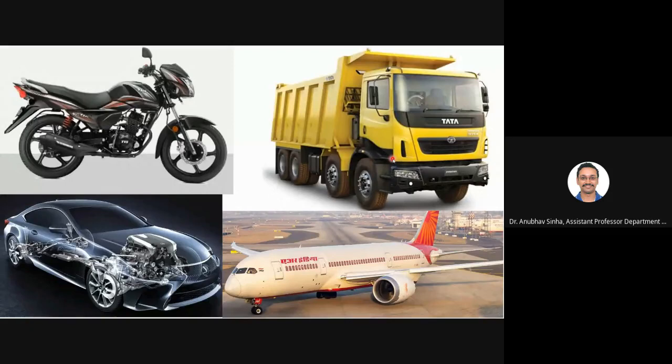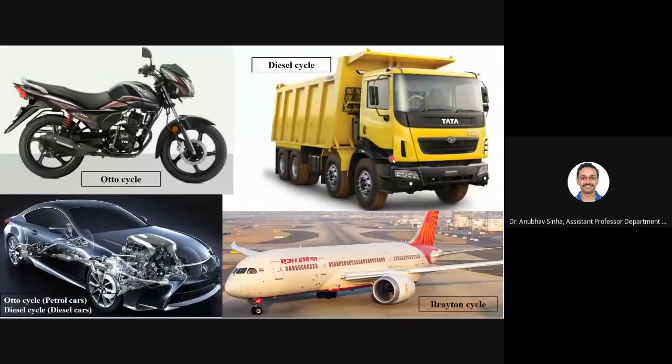Can anyone guess which device operates on which cycle? For example, your motorcycle or scooter. Motorcycle operates on auto cycle. What about a truck? Diesel cycle. What about a car? Both. Sometimes diesel car, and sometimes auto. Correct. And lastly, what about the plane? Brayton cycle.